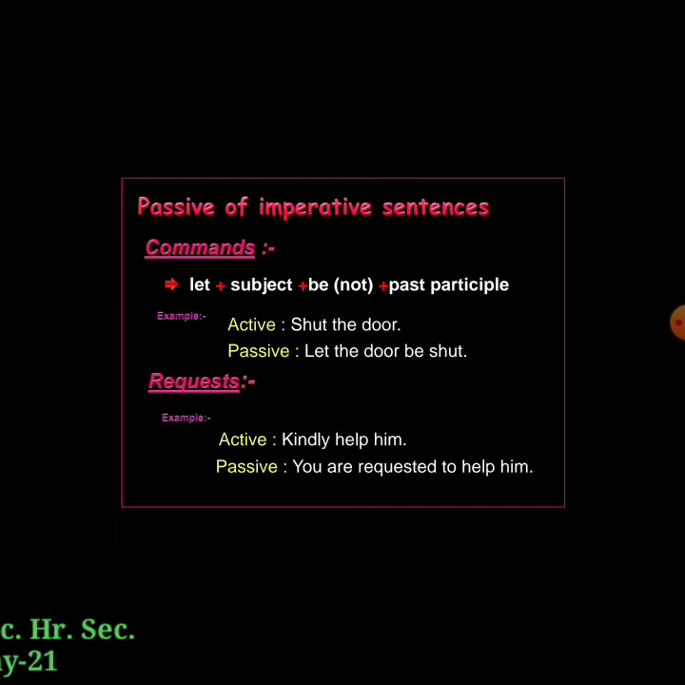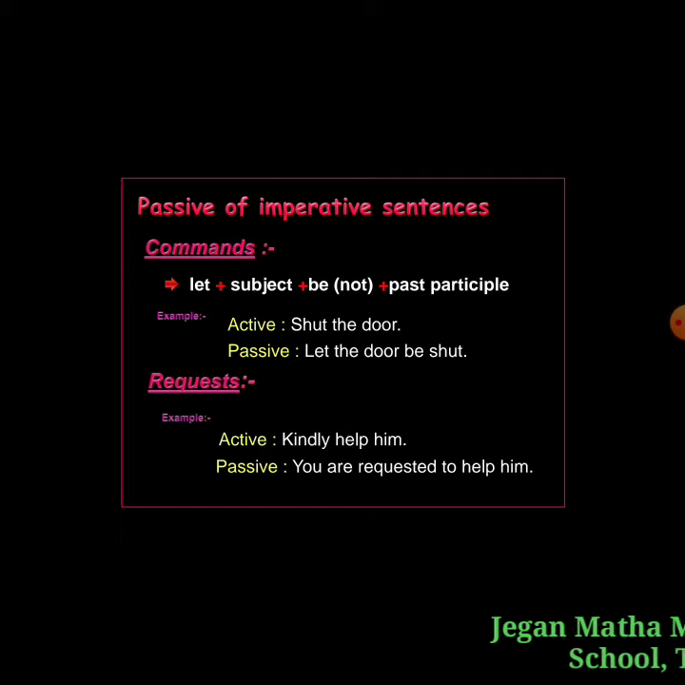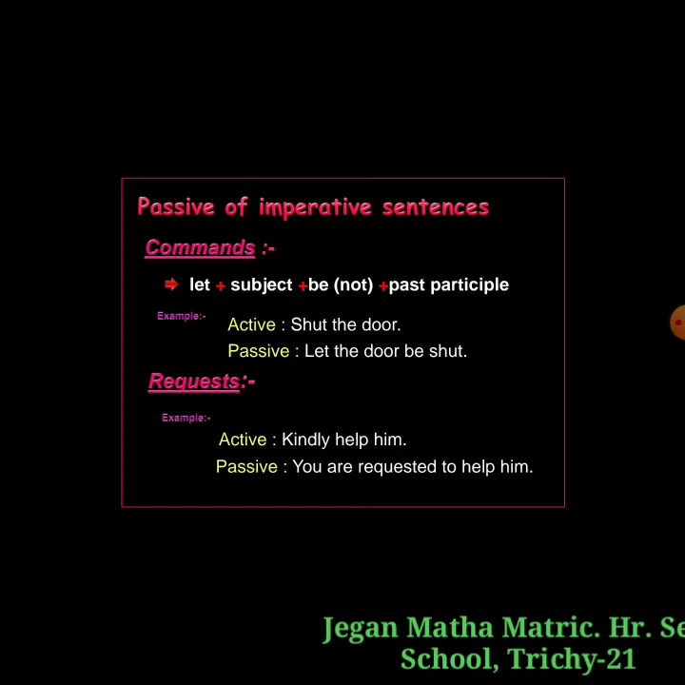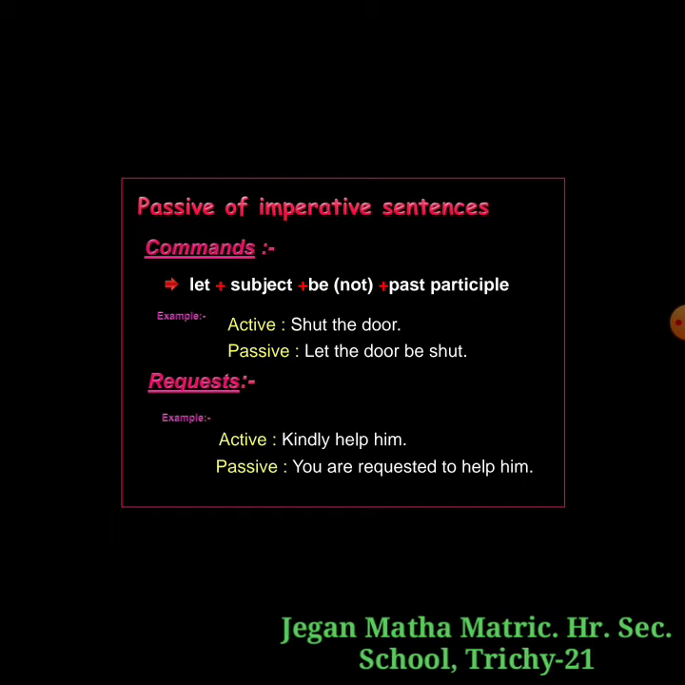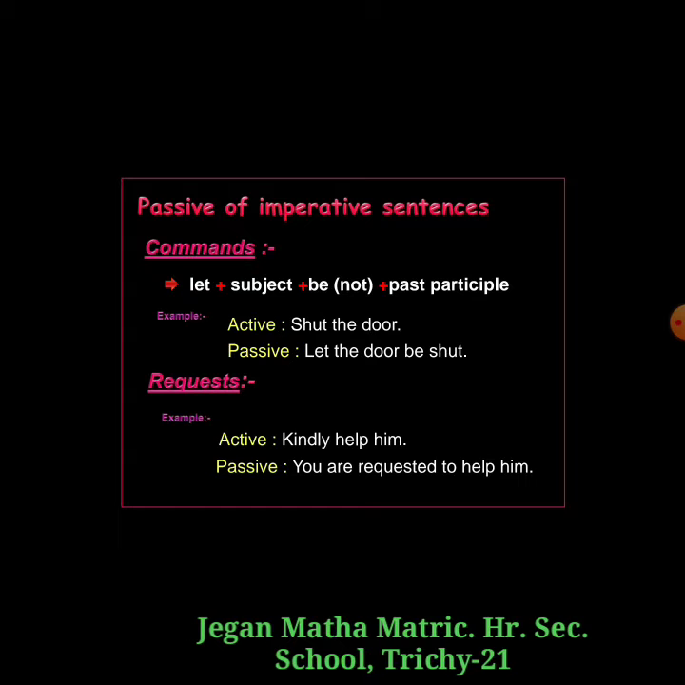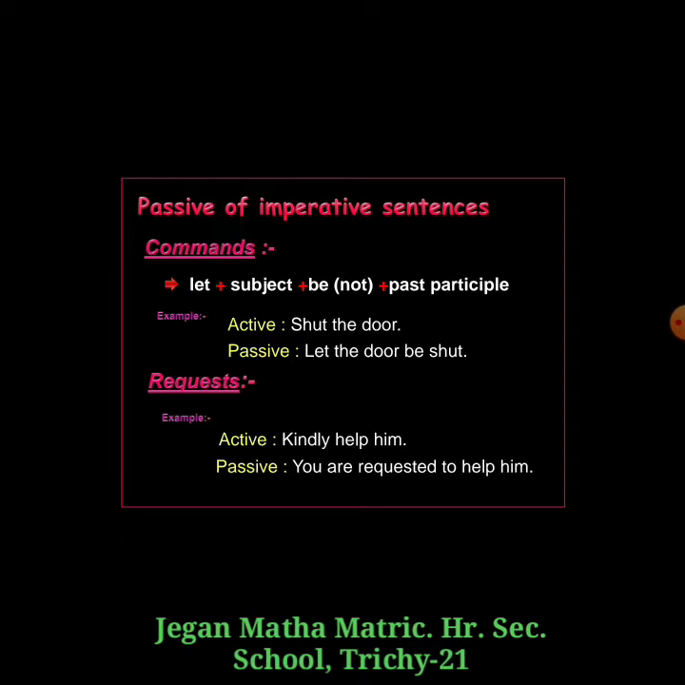Passive of imperative sentences. If you have imperative sentences, how will you change them to passive? What is imperative first? We should know about it. Command, order, request, advice: these are imperative. Commands: let plus subject plus be plus past participle. Active: shut the door. That's a command. How will you change to passive? As per the rule, use let at the beginning of the sentence, then the door as subject, then be plus past participle. What is the verb here? Shut, the third form of the verb. Let the door be shut. Again, I repeat: shut the door is a command in active; passive voice: let the door be shut.